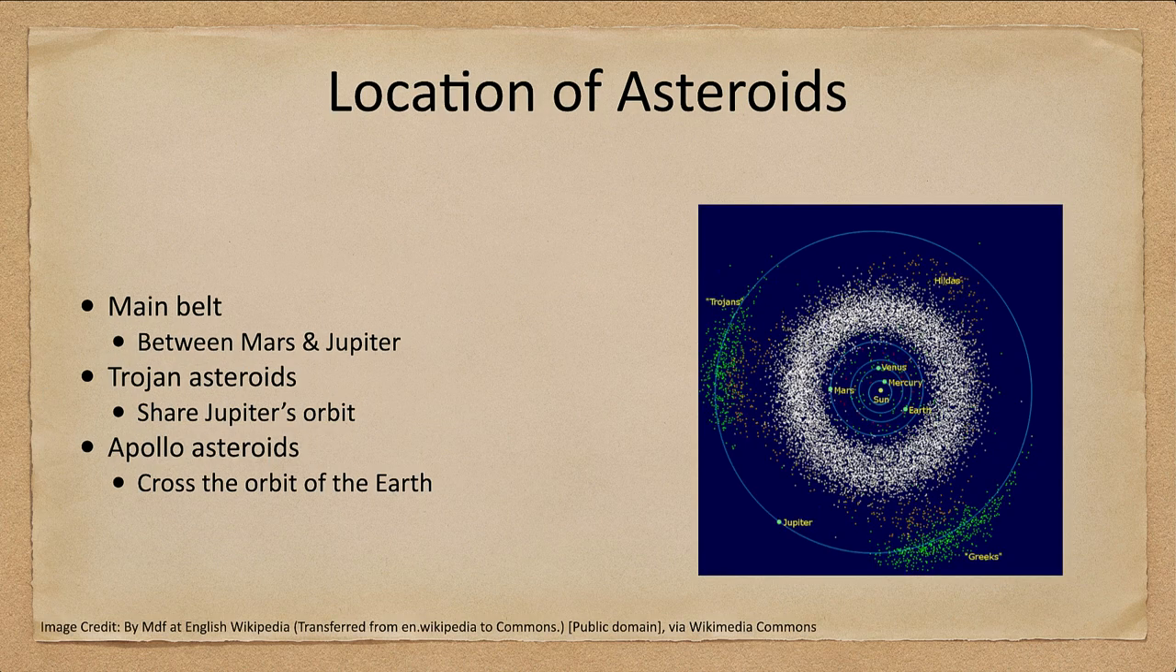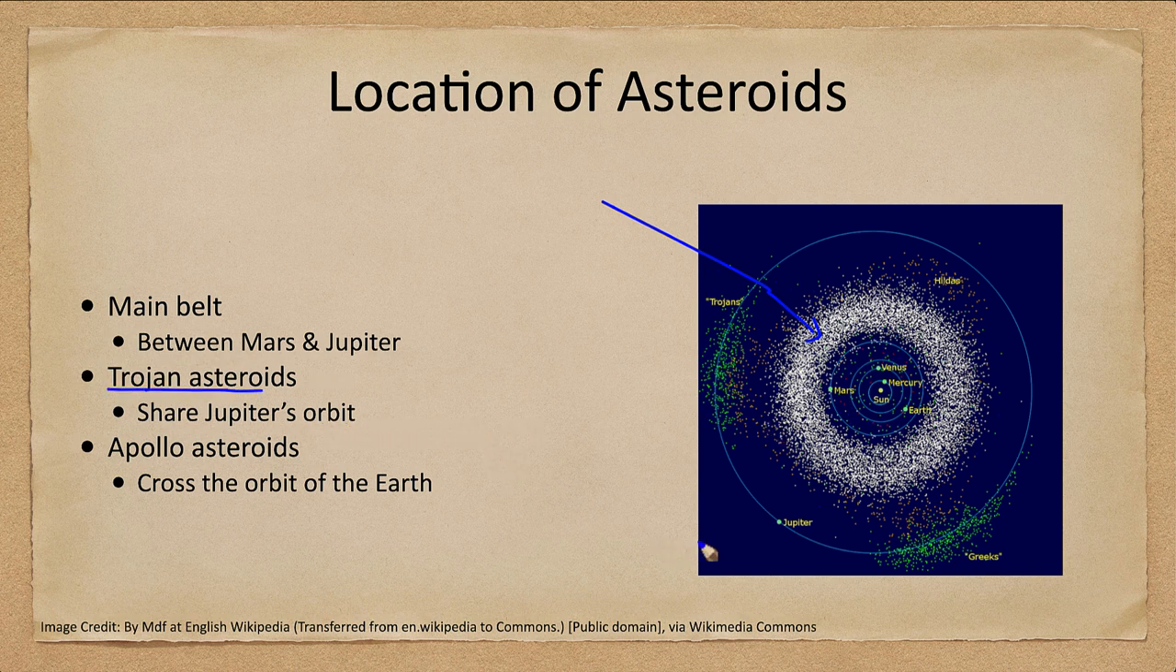Where are these asteroids? Well, they're in different places. We have the main belt asteroids in white here, and that's most of the asteroids. Those are located generally between the orbits of Mars and Jupiter, and they orbit around just pretty much as the planets do. They're a little bit more irregular than the planets, with a little more elliptical orbits on average, but typically they orbit in the same plane in the same direction as the planets.